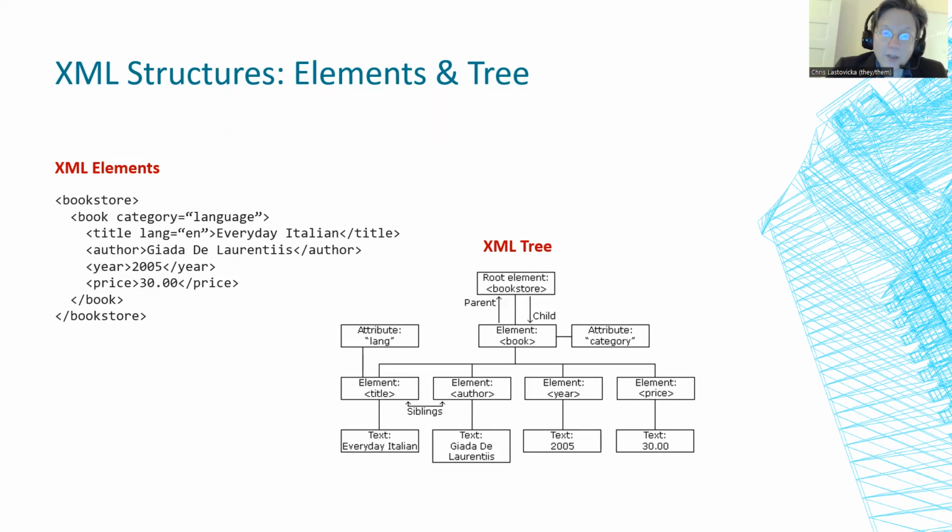Then on the right is the XML tree, and this tree reflects the elements on the left. So you can see the root element bookstore at the top of the tree and how it's a parent of the book. Then the book has children, which are siblings of each other, title, author, year, price. And then the leaves of the tree are the text inside those elements. These are also nodes, by the way, which is a term I will be using later on.